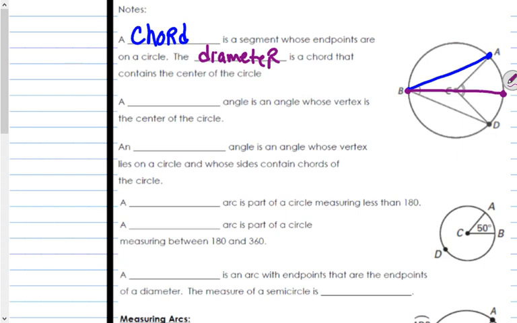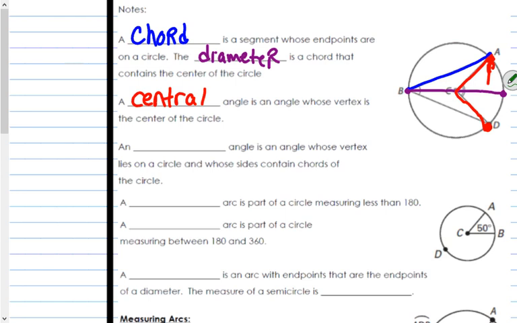A central angle is an angle whose vertex is the center of the circle. So an example of a central angle would be angle ACD. Sorry, my smartboard is just being totally wonderful. ACD is a central angle because its vertex is at the center. The vertex of that angle is at point C.